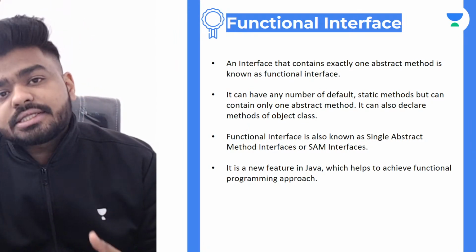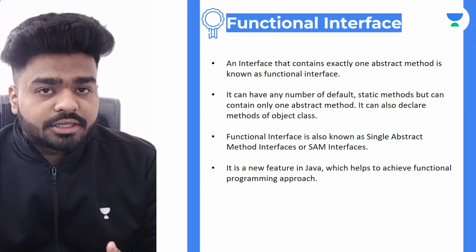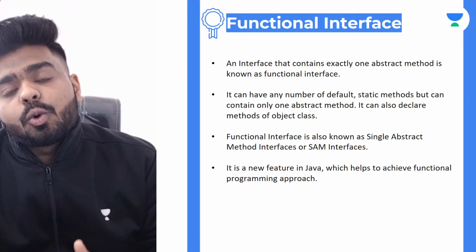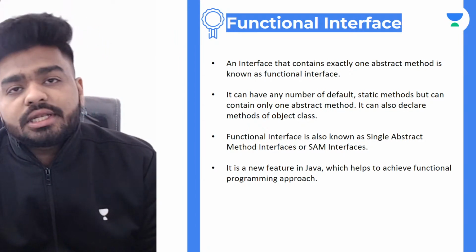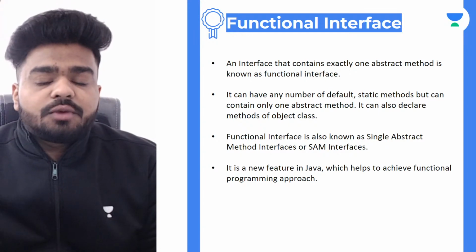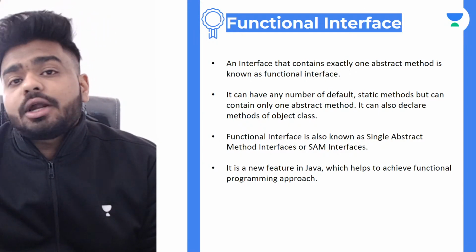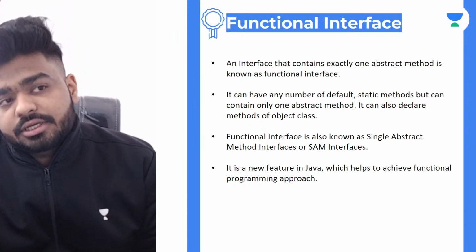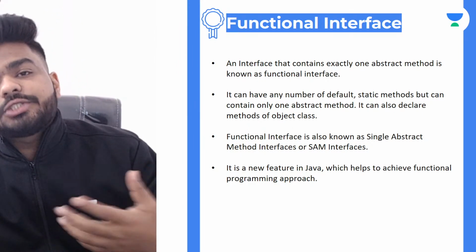So there can be a static method, there can be a default method, but one public abstract method only. So only one public abstract method. Other methods can be there which can be default or static, but not any other public abstract method. Only one public abstract method. So that kind of interface is called a functional interface.